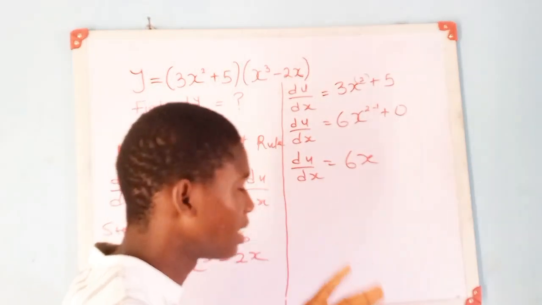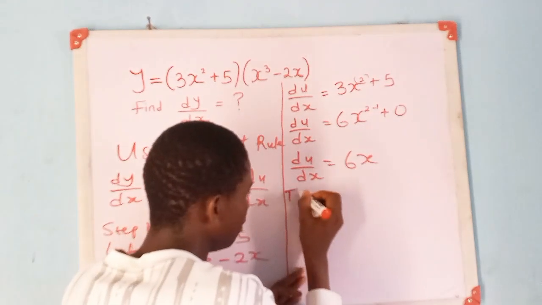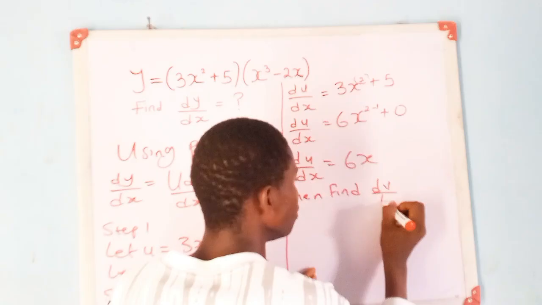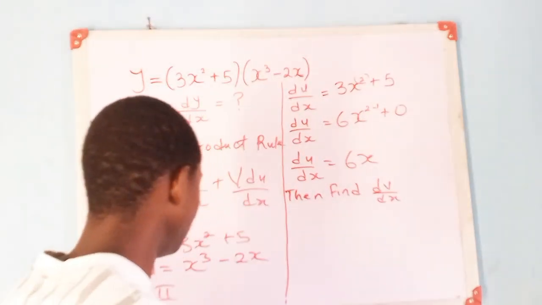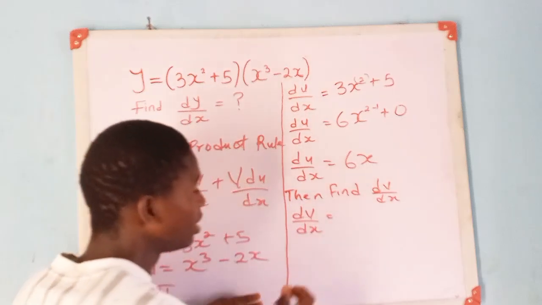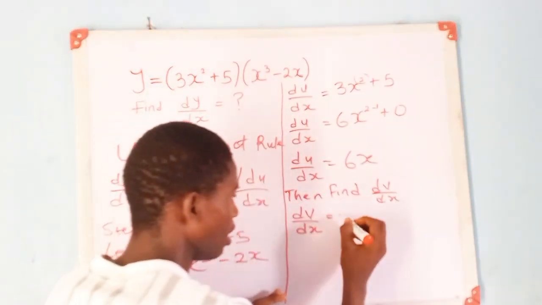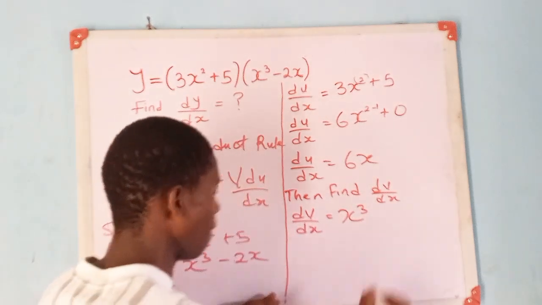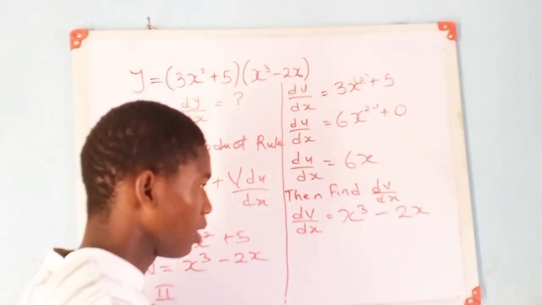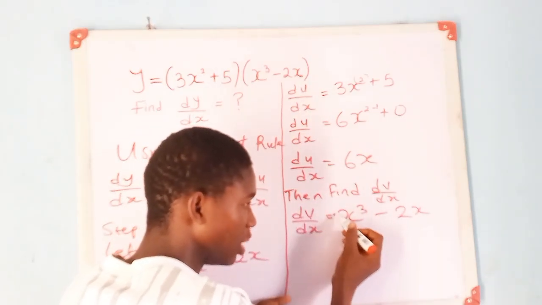So now we're getting du over dx. Now let's find dv over dx. I'm going to bring out the value of v and differentiate it. So I have x raised to the power of 3 minus 2x. From this point, I'm using the second principle of differentiation. So I'm using the 3 here to multiply the coefficient here, which is 1.